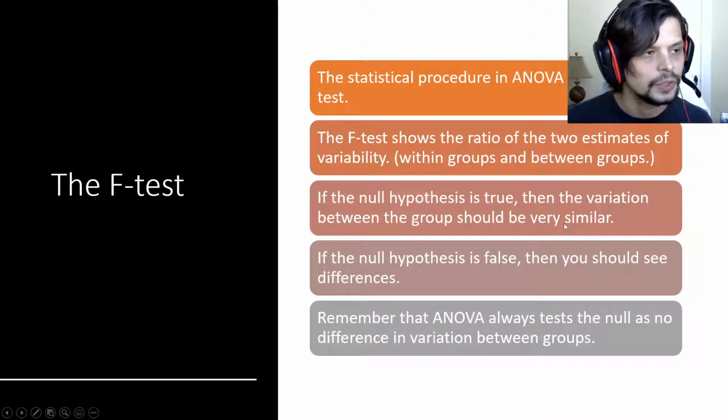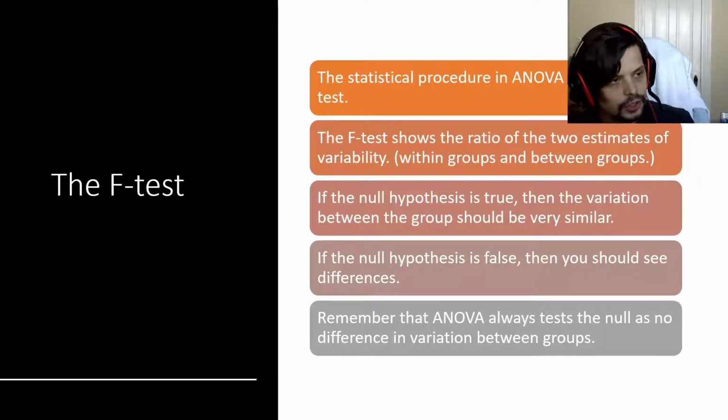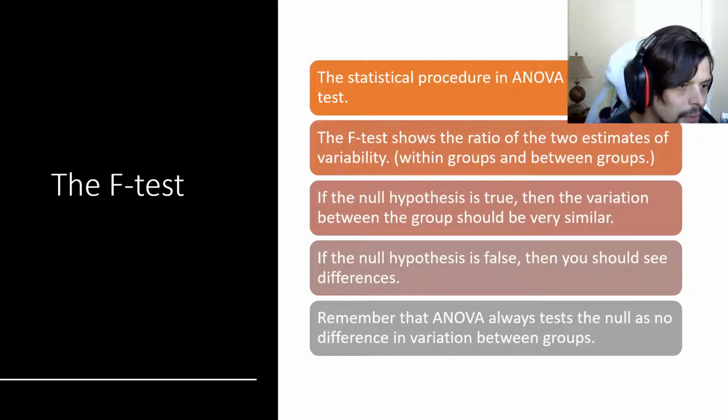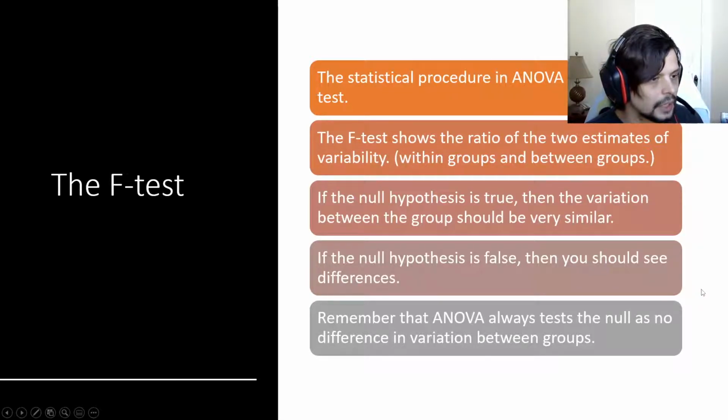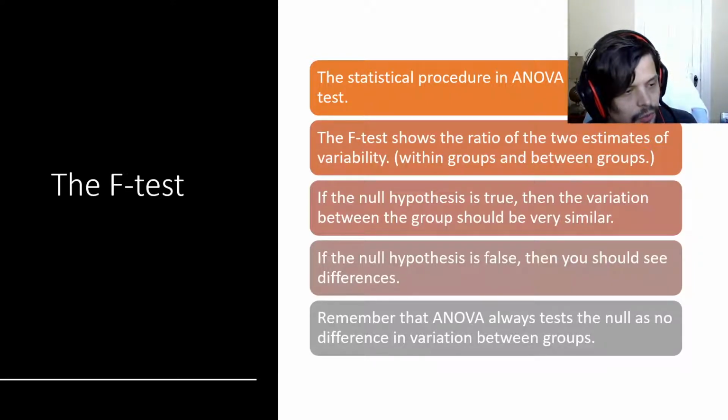The statistical procedure in ANOVA is called your F-test, and that's what the big deal is. You're looking for that F-test. The F-test shows the ratio of the 2 estimates of variability, within groups and between groups, and if the null hypothesis is true, then the variation between groups and within groups should be very similar. If the null hypothesis is false, then you should see differences. So always remember that ANOVA always tests the null as no difference in variation between groups. Again, going back to that null hypothesis, to reject null, you're looking for a difference in the groups. But if you accept null, it means the groups are the same.